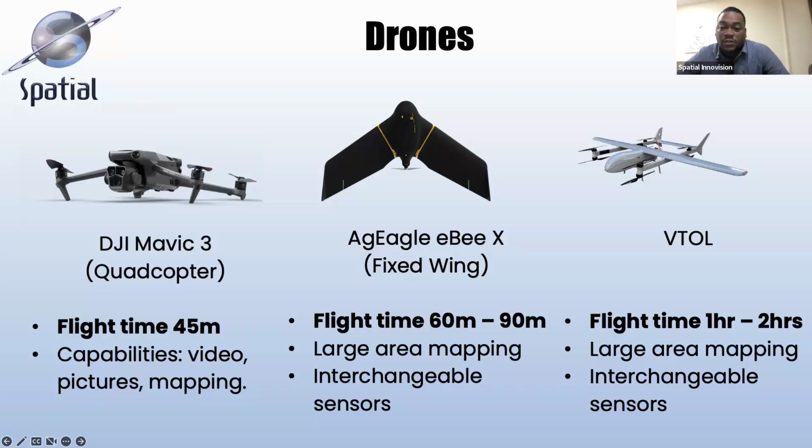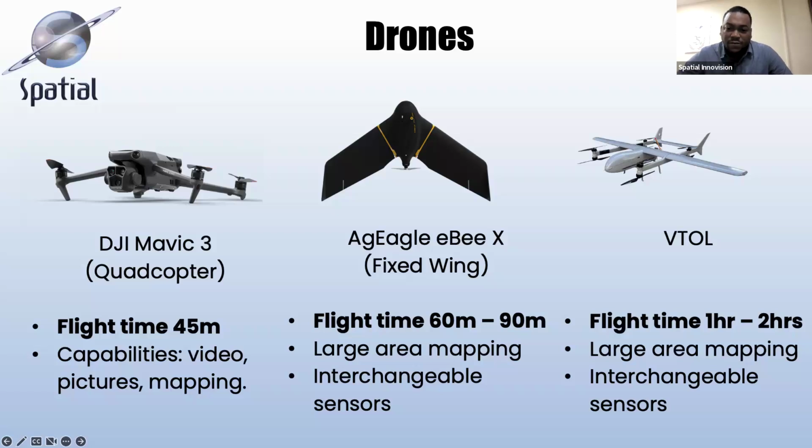Therefore, these drones are used for larger projects when you want to complete the job within a shorter time, as the less you interact with the drone on the ground, the more work it does in the air. The EBX also has the capability of interchangeable sensors.